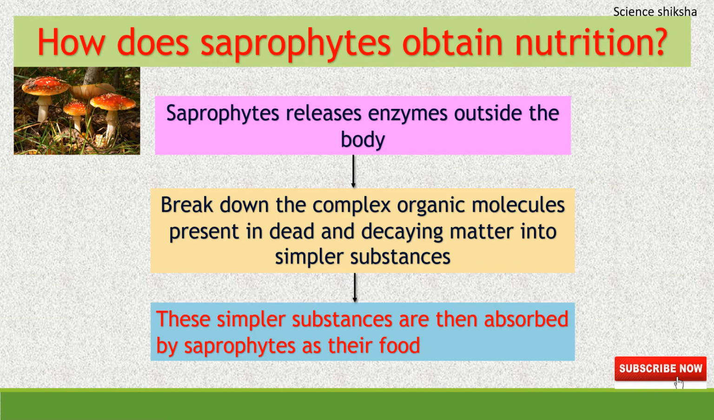Now the question arises, how do the saprophytes obtain nutrition? Actually, the saprophytes release enzymes outside the body and then break down the complex organic molecules present in dead and decaying matter into simpler substances. And at last, these simpler substances are then absorbed by the saprophytes as their food.